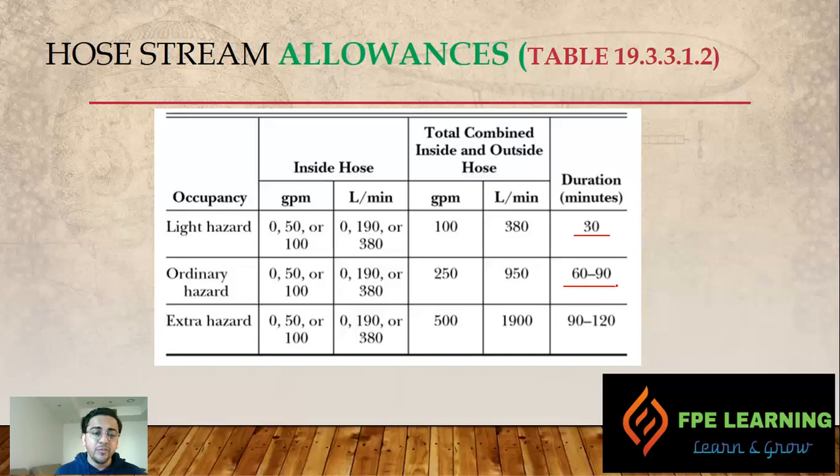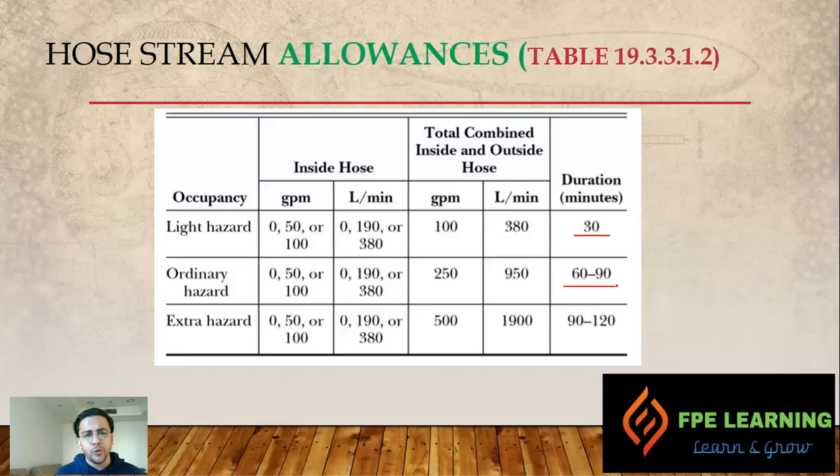Now coming to the inside hose. Inside hose means something that is inside the building. I'm going to talk in GPM. In GPM we have 0, 50 or 100. 0 means suppose your building has no hose cabinet inside, so we don't need to add anything. That doesn't make sense. Or if you have one hose cabinet, we have to add 50 GPM into the system, or for 2 we have to add 100 GPM.